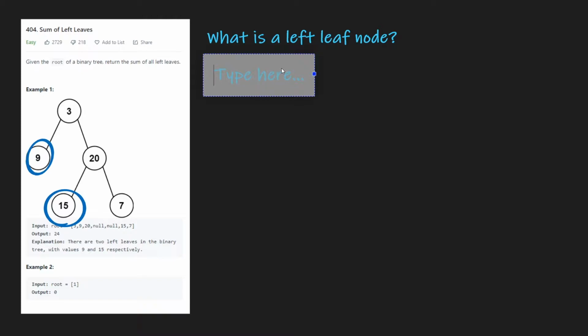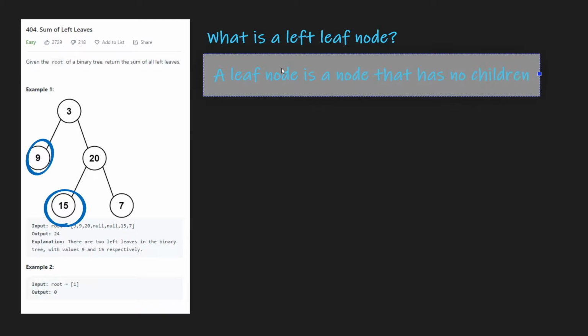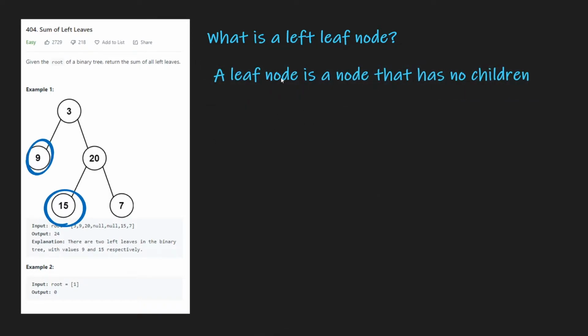node? When thinking about what a left leaf node is, we can divide it into two different problems. The first one is, what is a leaf node? Well, a leaf node is a node that has no children. So you can see in this example over here, we have 9 and 15. 9 has no children, 15 also has no children.